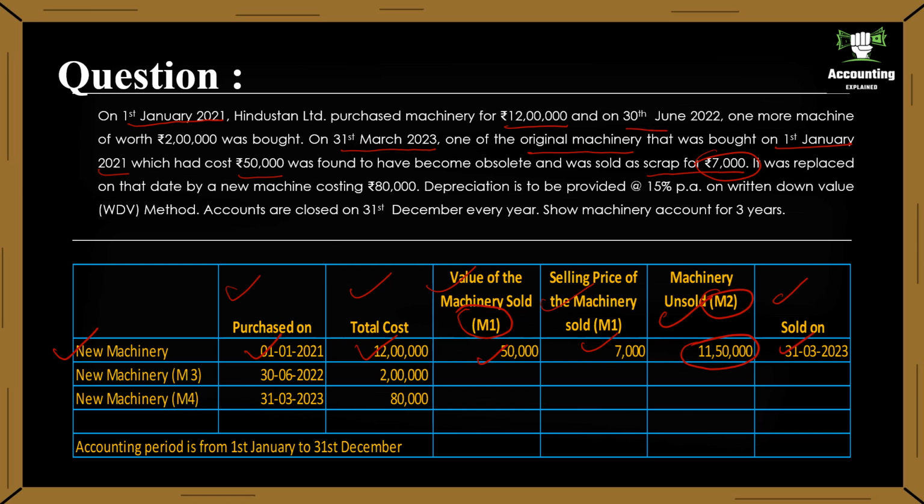Next, on 30th June 2022, one more machine worth 2 lakhs was bought. So the new machinery, which I have named M3, was bought on 30th June 2022 for rupees 2 lakhs. And again on 31st March 2023, a new machine costing rupees 80,000 was bought. This new machine, which I have named M4, has 31st March 2023 as the purchase date and was bought for 80,000. As we have already seen, the accounting period is from 1st January to 31st December. Let us proceed with the answer now.